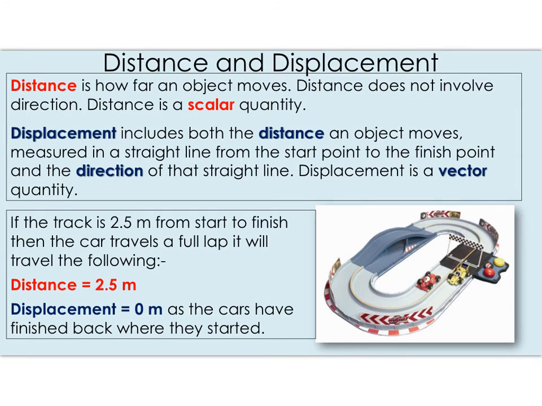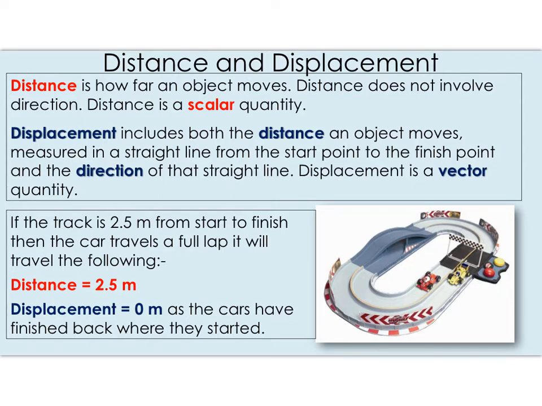So now we're just going to briefly look at the difference between distance and displacement. Distance, remember, is how far an object moves. Distance does not involve direction and therefore is a scalar quantity. Whereas displacement includes both the distance an object moves and the direction that object is moving in. So displacement, remember, is the distance an object moves measured in a straight line from the start point to the finish point, and the direction of that straight line. That makes displacement a vector.